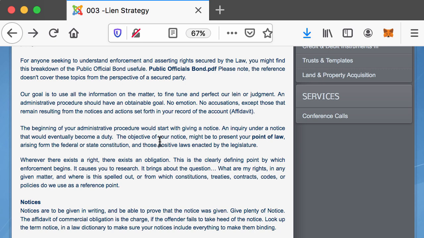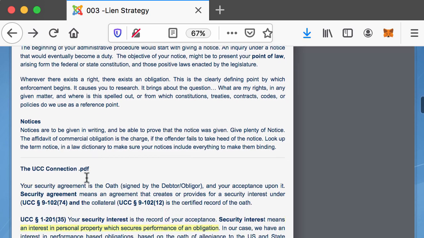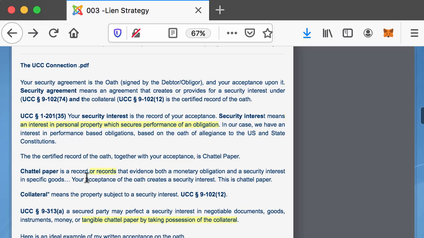Now, sometimes, there may never be time to give a notice. The trespass may already occur, so your affidavit of commercial obligation might have to be a notice also. So that's why you have to take your time and be patient and look up all of these words. And now let's look at the Uniform Commercial Code real quick.